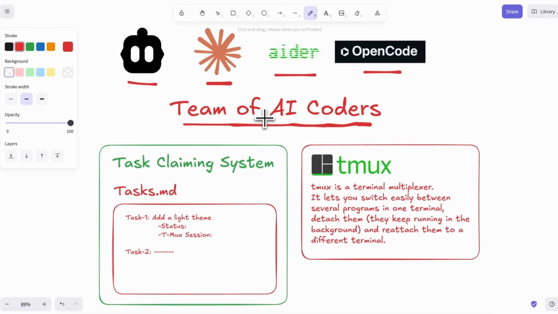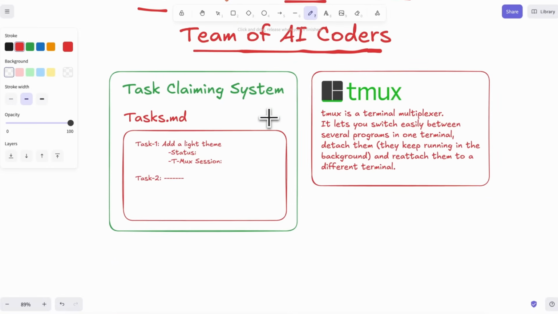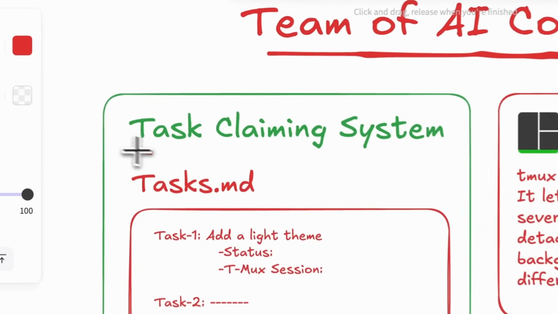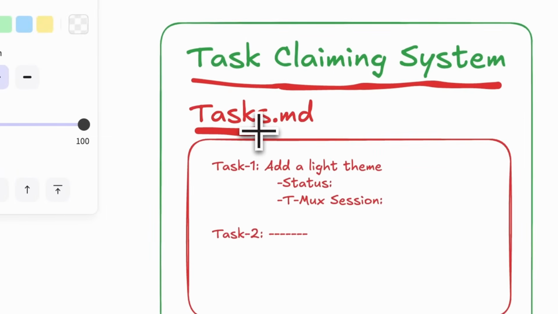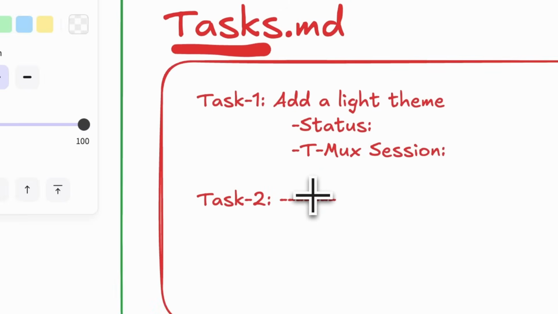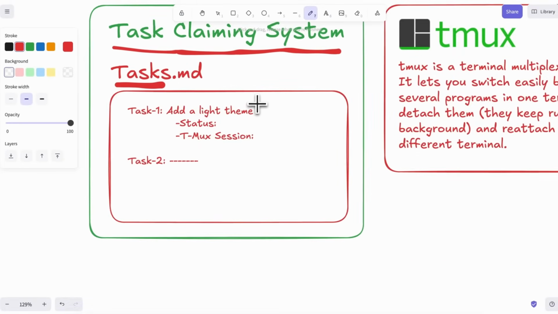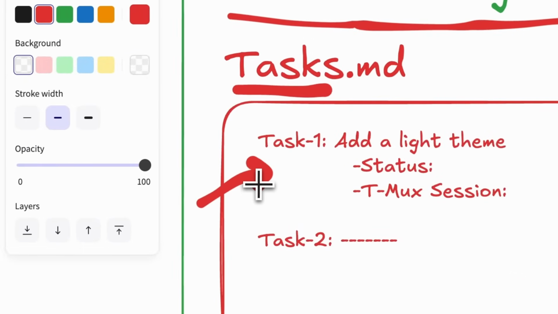But to accomplish this, I have a good workflow. So, what I do is, I've come up with a task claiming system. I have a task file that contains the tasks I want to be accomplished. Sometimes the tasks are dependent on each other, so I generally try to organize them based on a set of tasks and subtasks that can be accomplished simultaneously.